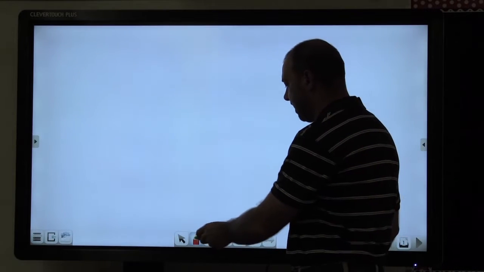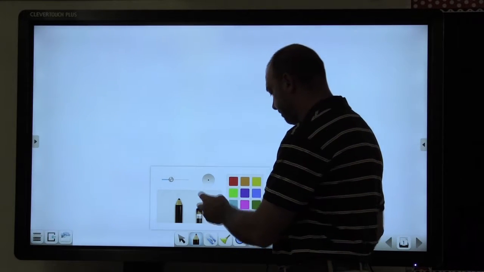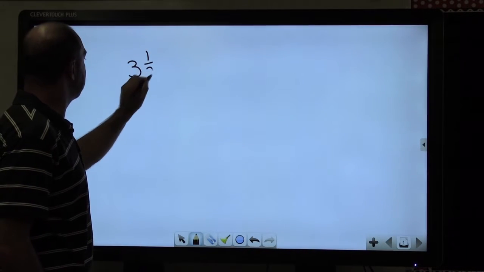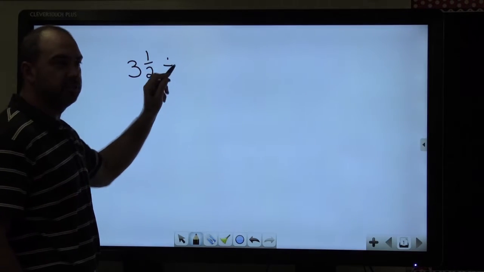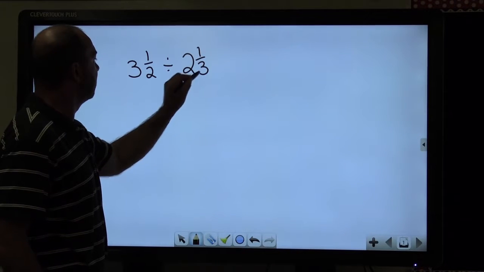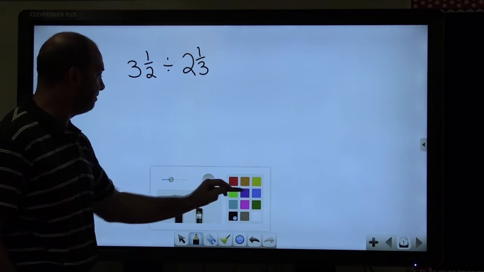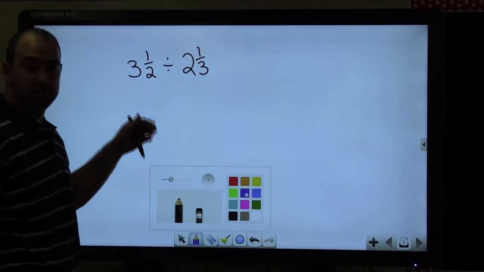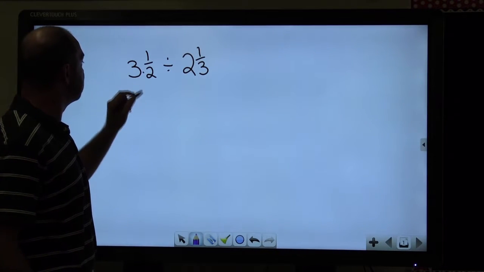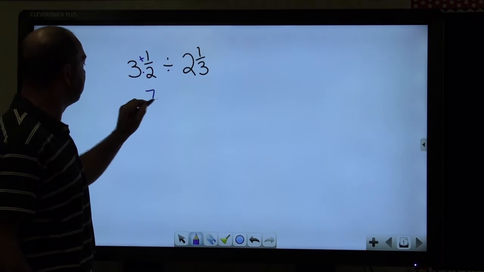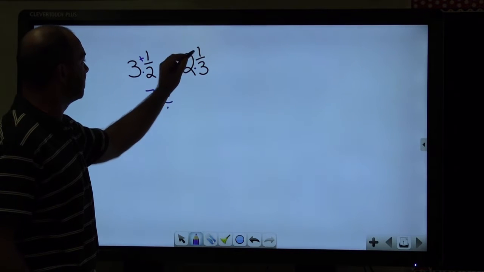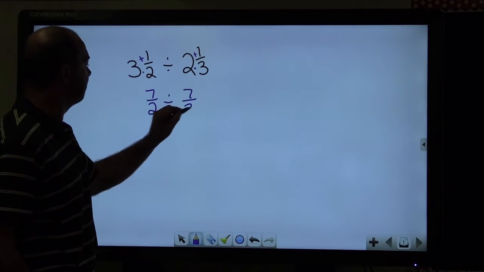Another example of dividing complex fractions is 3 1/2 divided by 2 1/3. We take the first term and, well, first we're going to make them improper fractions. So we take 3 times 2, which is 6, plus 1, which is 7/2. And that'll be divided by 2 times 3, which is 6, plus 1, 7/3.